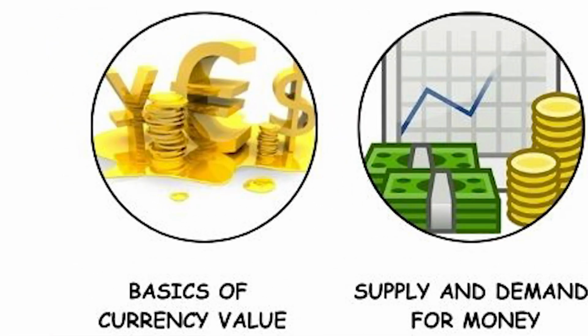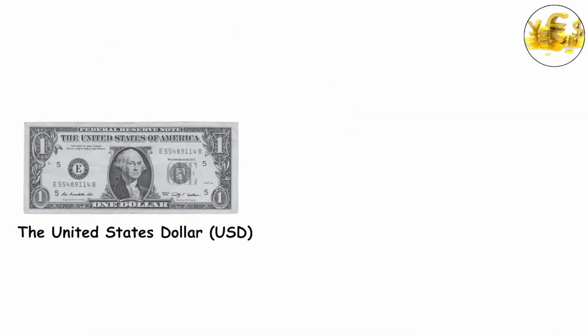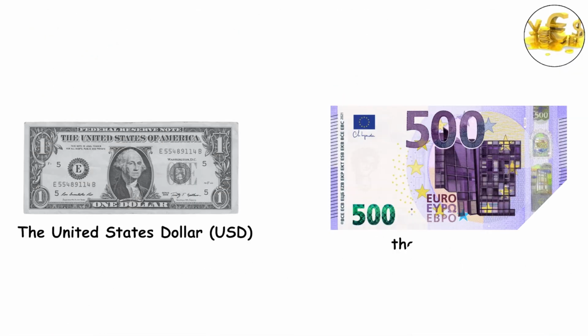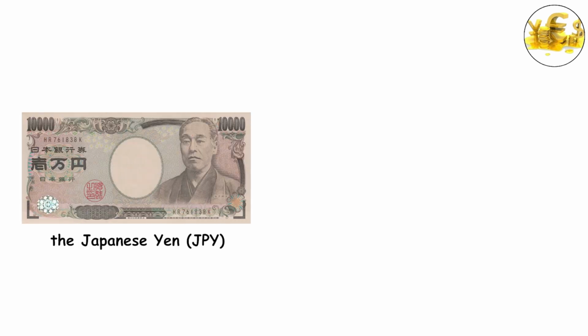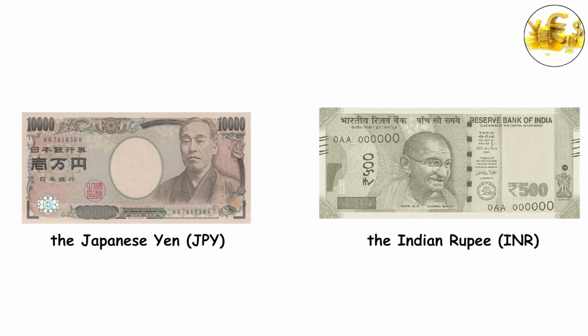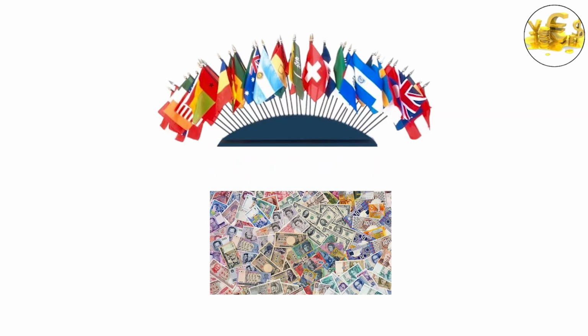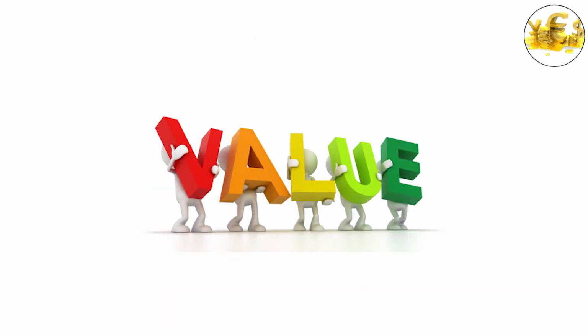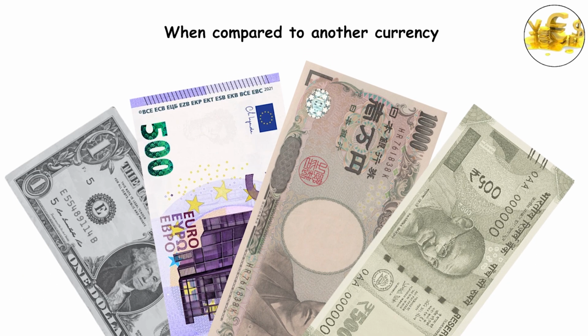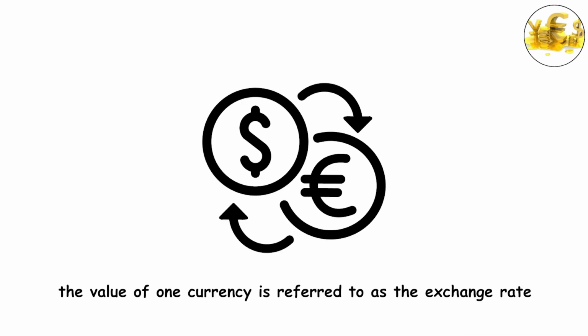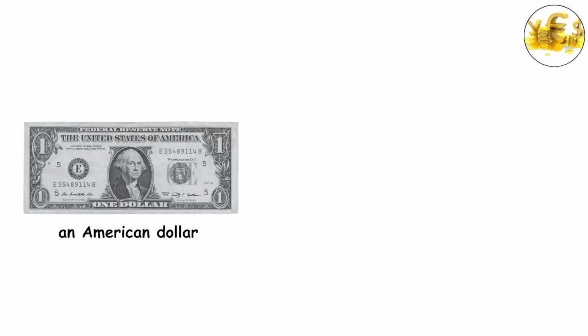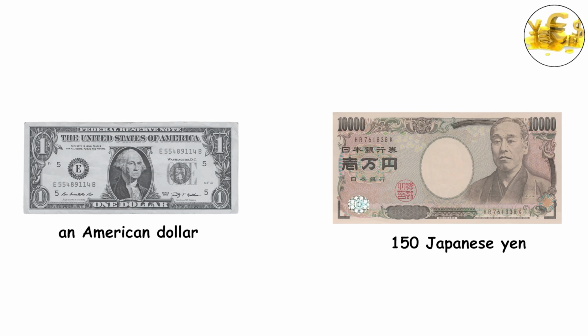The basics of currency value: the United States dollar, USD, the euro, EUR, the Japanese yen, JPY, and the Indian Rupee, INR, are all examples of national currencies. Each nation has its currency. In terms of value, these currencies are not comparable. When compared to another currency, the value of one currency is referred to as the exchange rate. As an illustration, an American dollar is equivalent to around 150 Japanese yen.